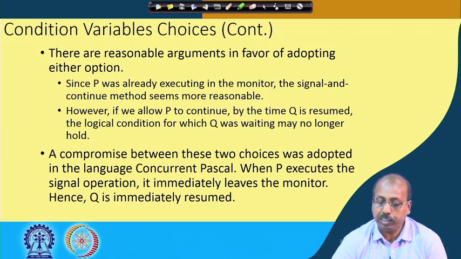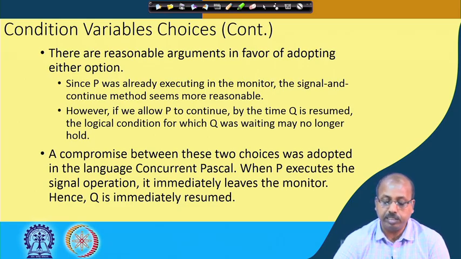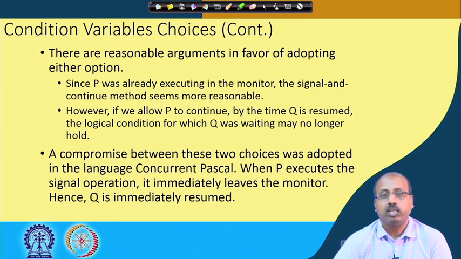However, if we allow P to continue, by the time Q is resumed, the logical condition for which Q was waiting may no longer hold. That is the other problem. At the time Q was signaled the condition was true, but by the time P finishes and Q is allowed to run, the requirement may have gone, so the waiting condition may no longer hold. There are pros and cons of both approaches, either of them has to be followed, and they may lead to different situations.